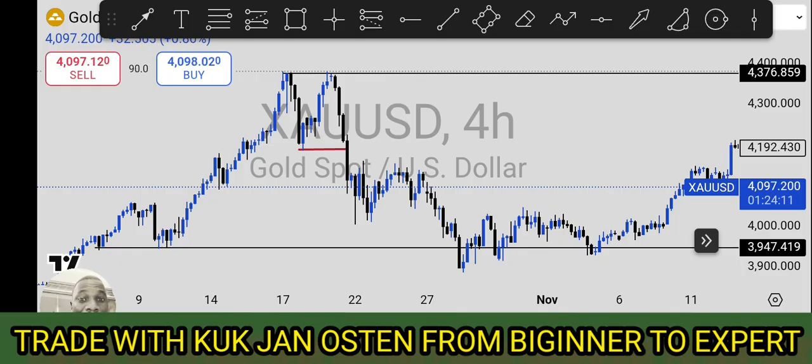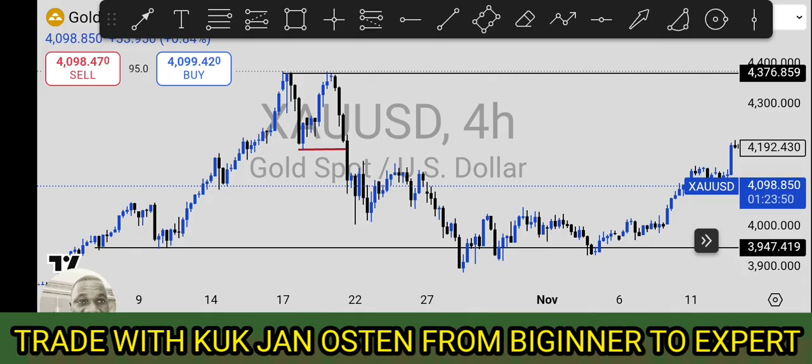So a displacement plus a change of character. A displacement can also go hand in hand with the order block. Sometimes if you want to identify the order block, it can be identified by looking for the opposite candle, like three candles, but the other should be the opposite. But at this point, we are seeing a displacement.